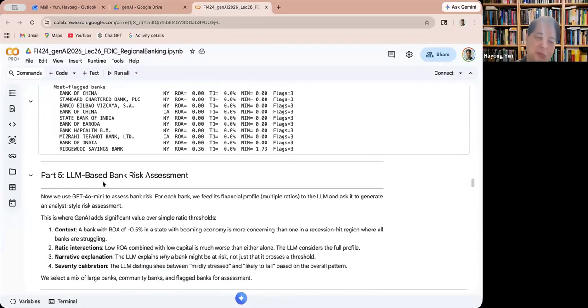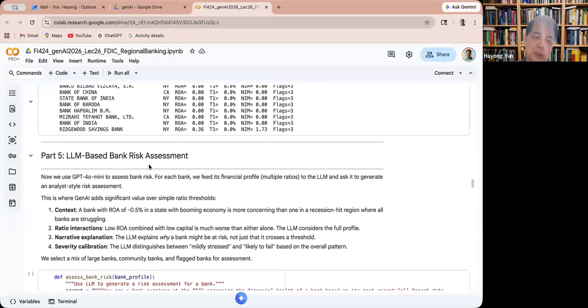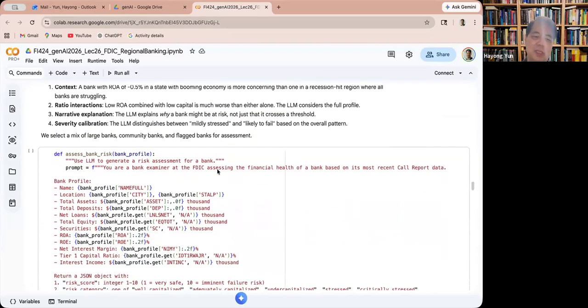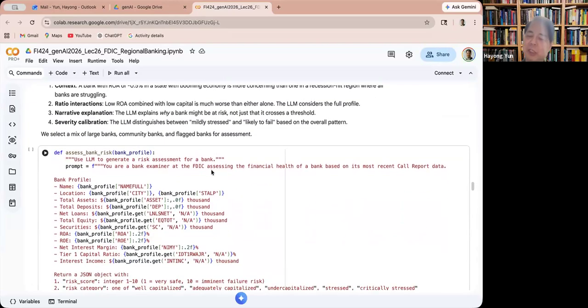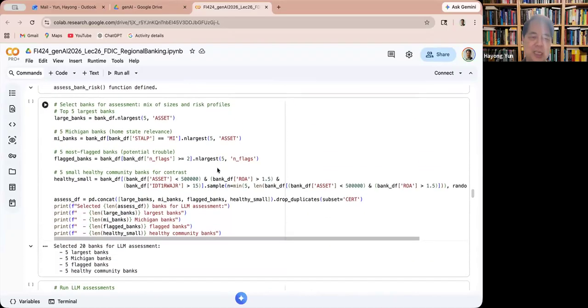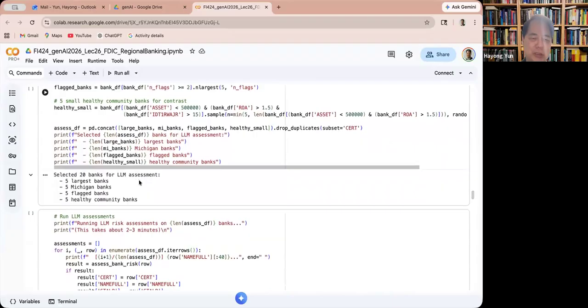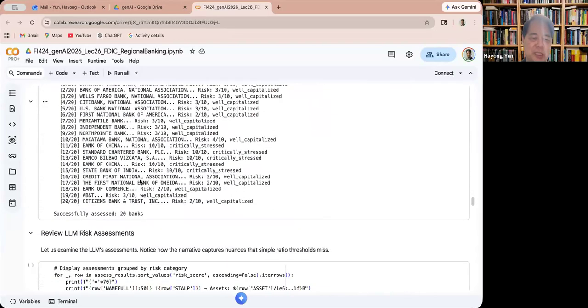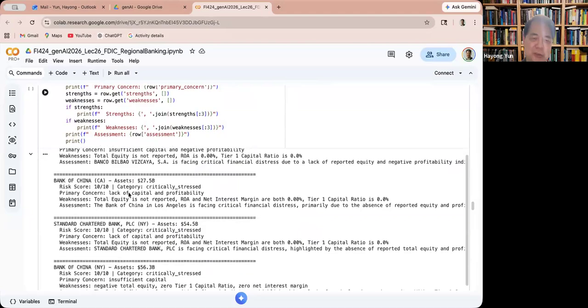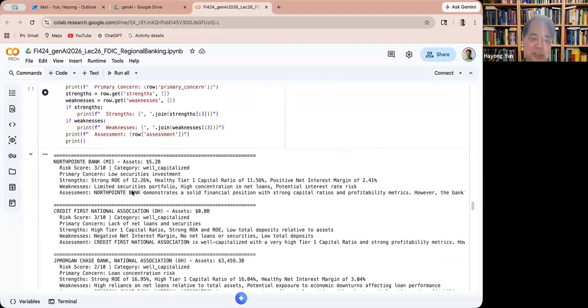And now with LLM, we can basically do LLM-based bank risk assessment, like the context of what the ROA means, ratio interactions, narrative, and severity. Something that you need to read and understand, which usually humans used to do. Now we can ask the LLM to basically go through these kind of assessments and review them. So it can individually for each bank do these kind of assessments.